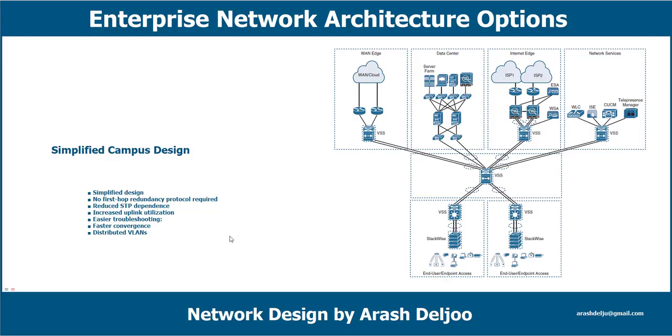After that, as you can see here, we have increased uplink utilization because we can aggregate all of the links, okay, to each other. We don't have any blocked links, and because of that we can say that increased uplink utilization is one of the benefits of this network design.